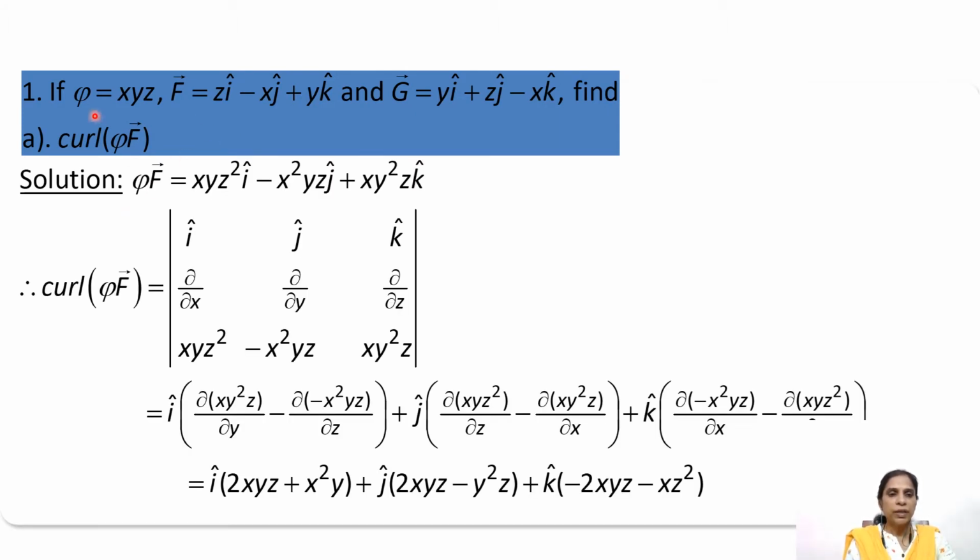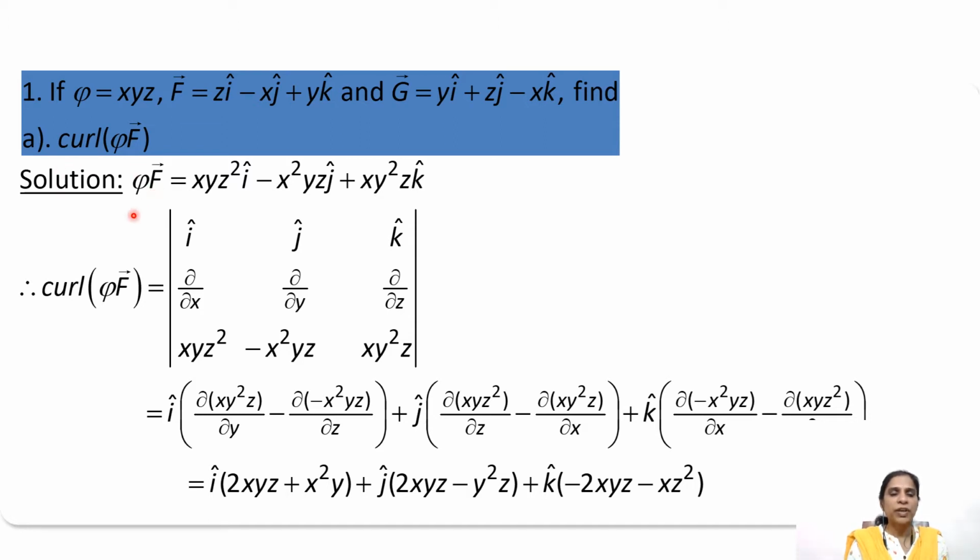So phi is being multiplied to f. This is like scalar multiplication. So x, y, z is multiplied to each and every component of the vector f. So you have phi f. So phi is multiplied to x, z here. Phi is multiplied to minus x here, and phi is also multiplied to y here. So you are ready with phi f. Phi f is ready. We need to find curl of phi f.